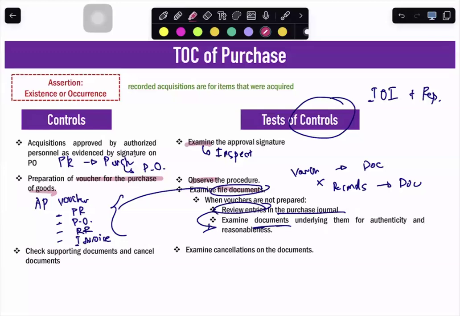Next control, check supporting documents and canceled documents. This talks about the cancellation of your purchases. If in case it was not really purchased, then you just examine the cancellation on documents. Again, how do we examine? There must be a canceled stamp on your document.